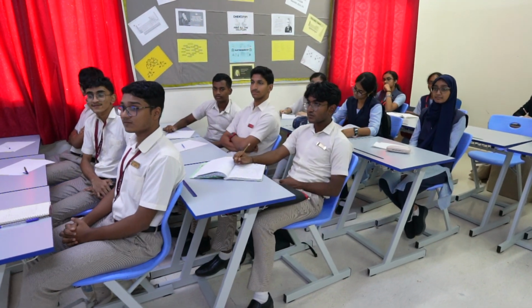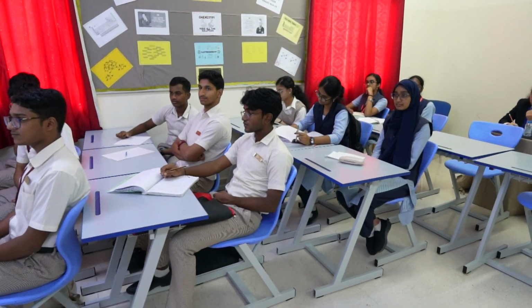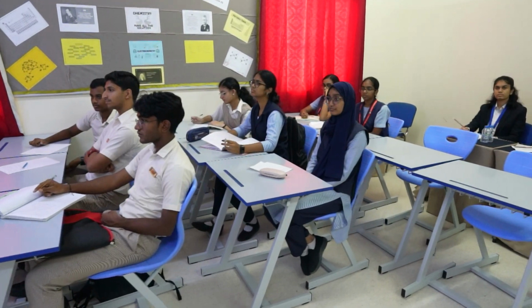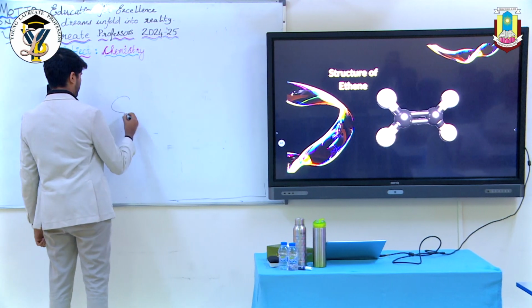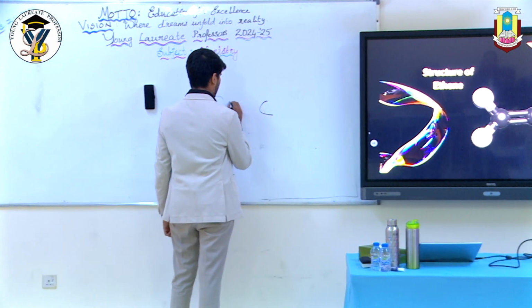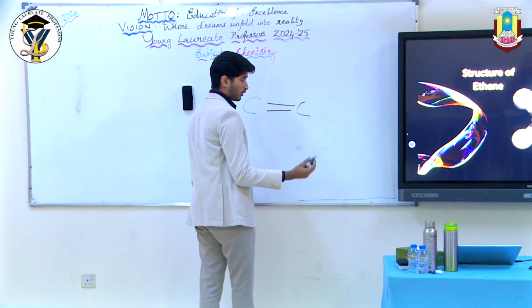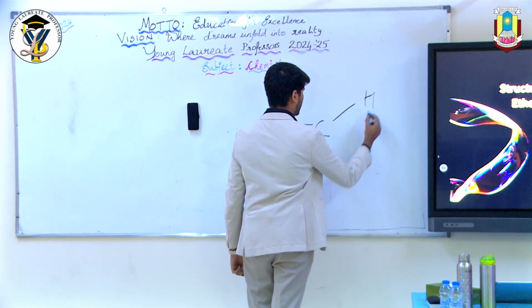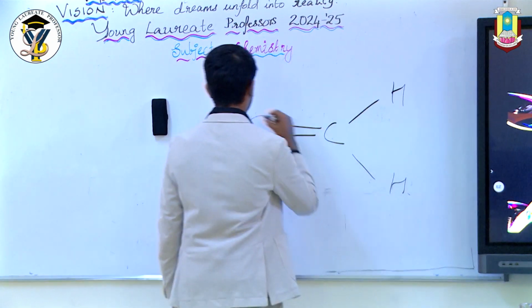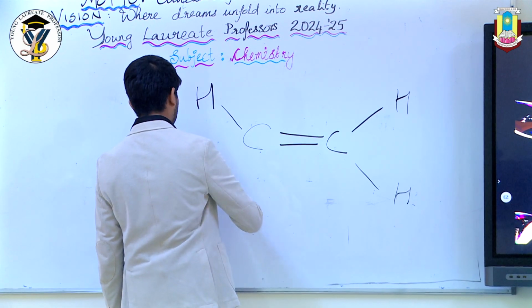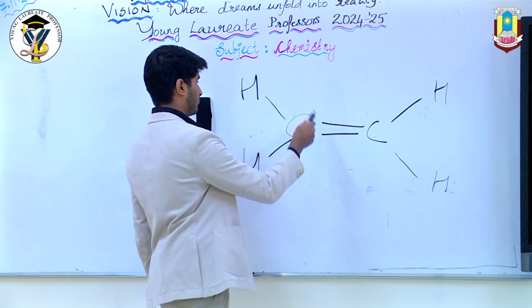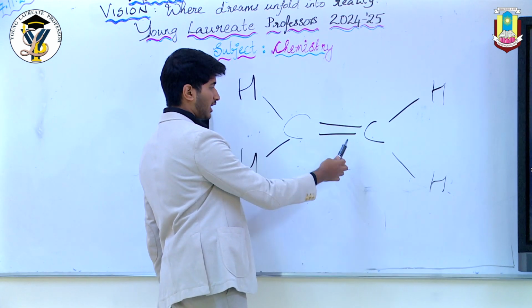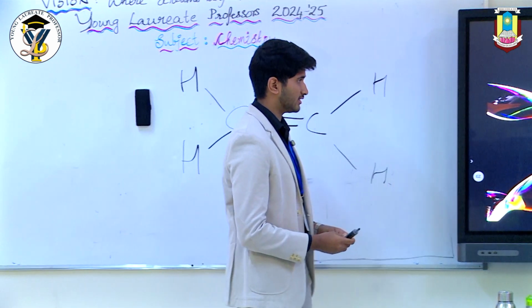Now, let's have a look at the structures of ethene, ethanol, and ethoxyethane. This is the structure of ethene. There is one carbon and another carbon, and they are linked with a double bond. One hydrogen here, one hydrogen here, another hydrogen here, and another hydrogen here. So now the four bonds are there with each carbon, which is satisfying all of the valencies.